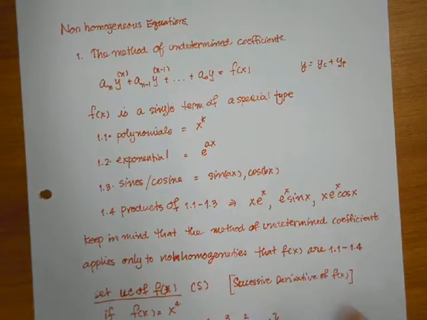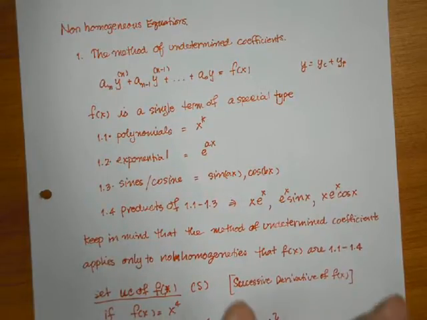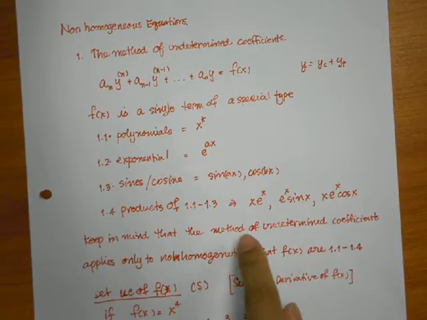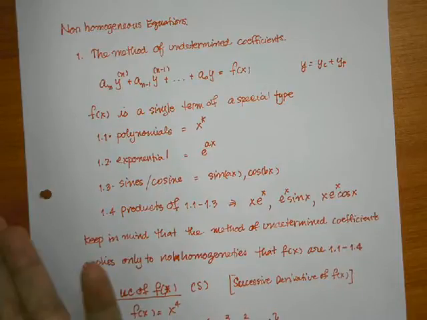Now from this, what if I have f(x) in the form of cos x? Can I use this method to find yp? No, we can't, because cos x is not in the list. If I have f(x) as ln x, can I use this method to find yp? No. You have to find other methods. The same goes for tan x, tan 5x, or tan of any angle.